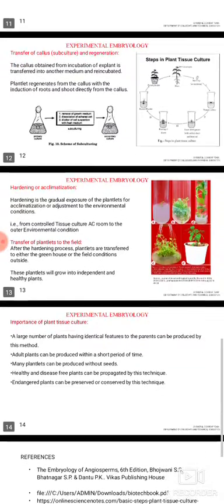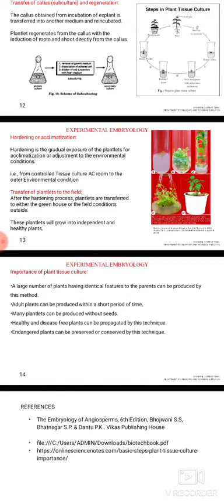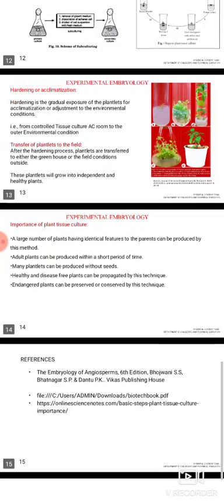And the next step is hardening or acclimatization. This is a gradual exposure of plantlets for acclimatization or adjustment to the environmental condition, that is from controlled tissue culture AC room to the outer environmental condition. The transfer of plantlets to the field. After hardening process, the plantlets are transferred to either the greenhouse or the field conditions outside. These plantlets will grow into independent and healthy plants.